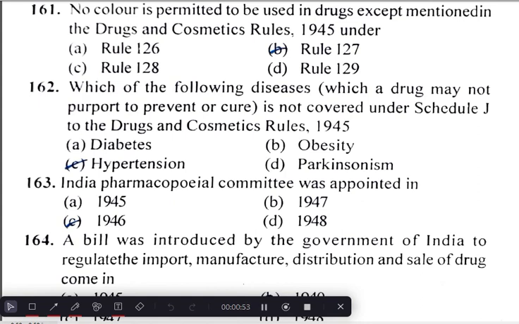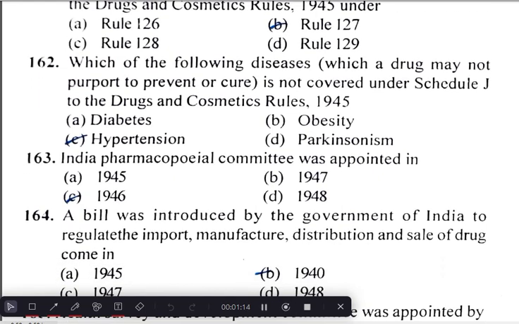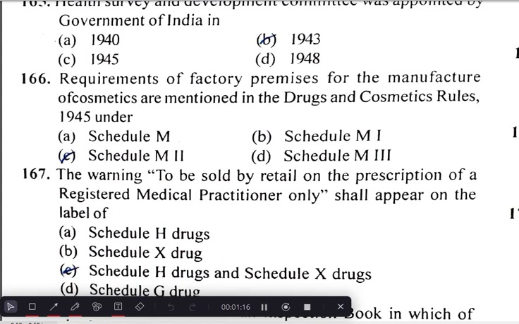127. Which of the following diseases is not covered under Schedule J to the Drugs and Cosmetic Rules 1945? That is hypertension. India Pharmaceutical Committee was appointed in 1946. A bill was introduced by the Government of India to regulate import, manufacture, distribution and sale of drugs in 1940.